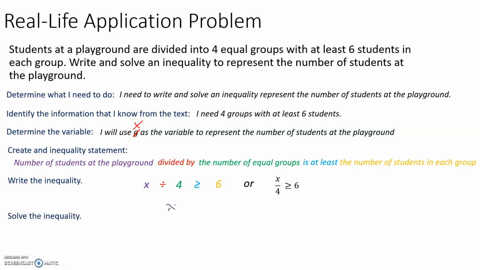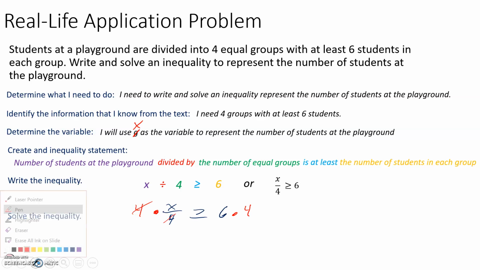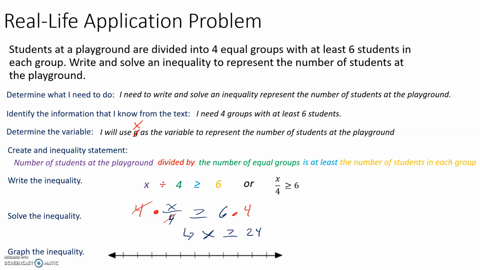So I have X divided by 4 is greater than or equal to 6. I'm going to multiply both sides times 4. All right, and then these cancel each other out, and I'm left with X. Here's my answer: X is greater than or equal to 24. Okay, so now I'm going to graph it.